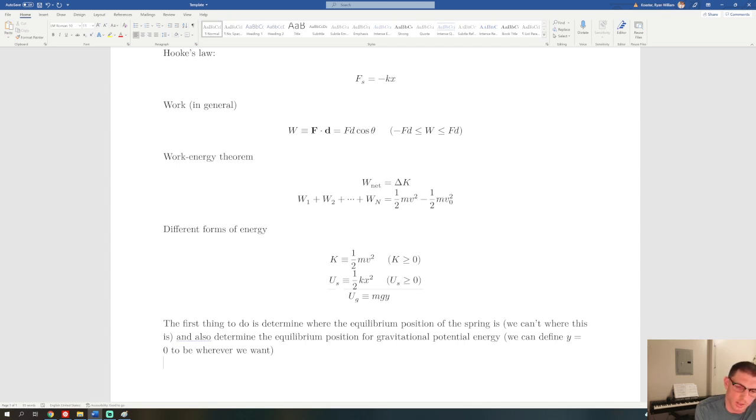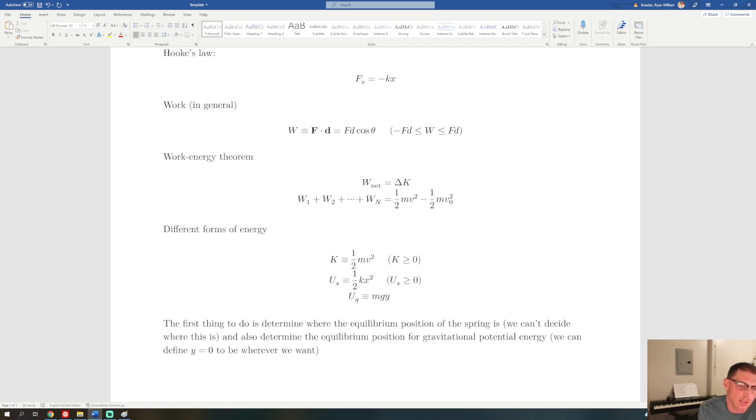I don't know actually why that's important. The first thing to do is determine where the equilibrium position of the spring is. So we can't, let me say, we can't decide where this is. And also determine the equilibrium position for gravitational potential energy. Is everybody good, before I answer the question about the equilibrium position of the spring, is everybody good with this idea that we can put y equals 0 to be wherever we want for purposes of calculating gravitational potential energy? Is this okay?